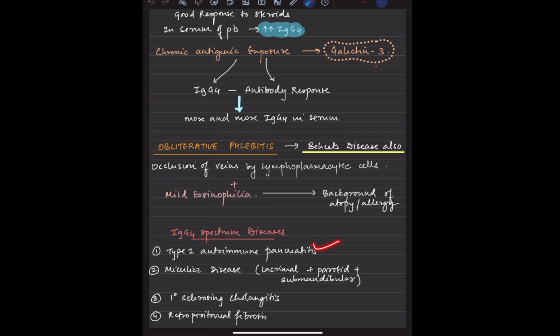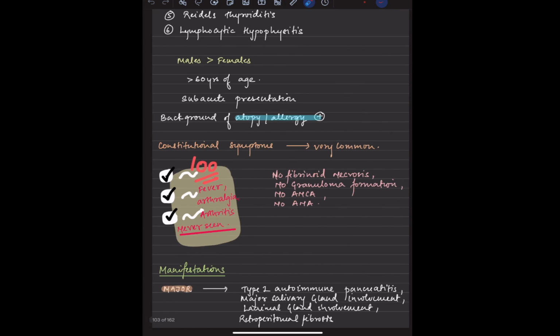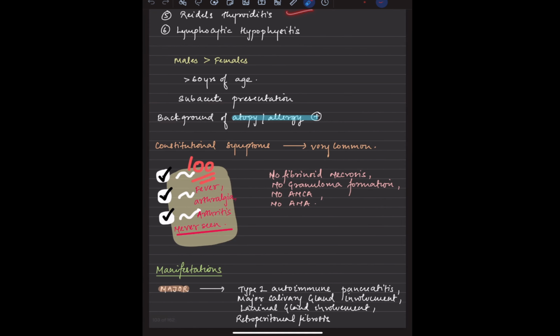That is type 1 autoimmune pancreatitis, Mikulicz disease, primary sclerosing cholangitis, retroperitoneal fibrosis, Riedel's thyroiditis, and lymphocytic hypophysitis. I know most of us have heard of all of these diseases. Mostly it is common in males more than 60 years of age. In females, postpartum women can have such disease. It is a subacute presentation, and of course there would be a background of atopy or allergy.